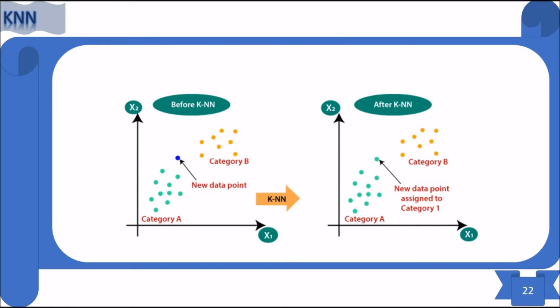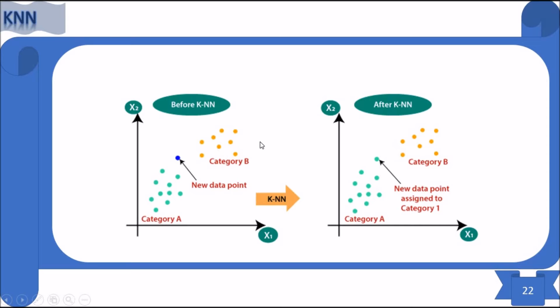So why do we need this KNN algorithm? Suppose there are two categories, category A and category B, and we have a new data point, let's suppose x1. This data point will lie in which of these categories? To solve this problem, we need a KNN algorithm. With the help of KNN, we can easily identify the category or class of a particular data point.